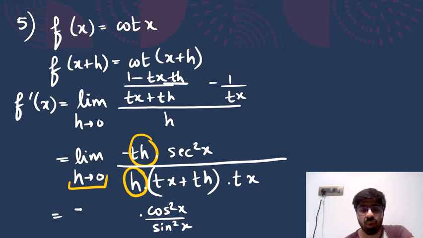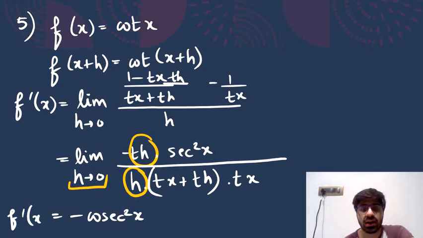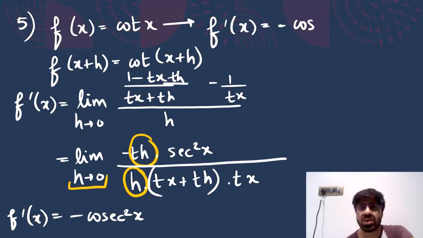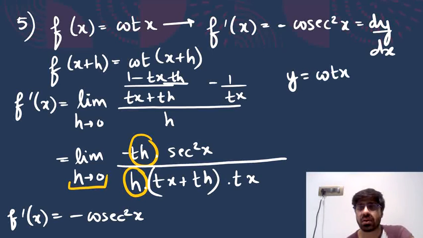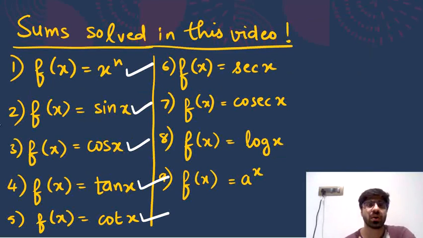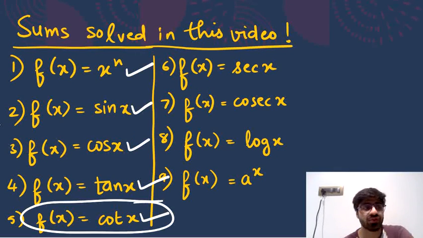Even sec square x is like 1 upon cos square x. So that cos square x in the numerator and denominator gets cancelled, and we are left with minus 1 upon sine square x. Okay, so that gives you minus cosec square x as the value for f dash x. And if f of x is cot x, then f dash x becomes equal to minus cosec square x, which you can also write as dy by dx. Given that y is equal to cot x, dy by dx will be equal to minus cosec square x. Okay, so that's how we have done the derivation for the fifth one also.